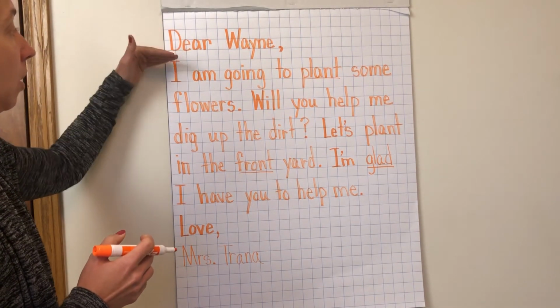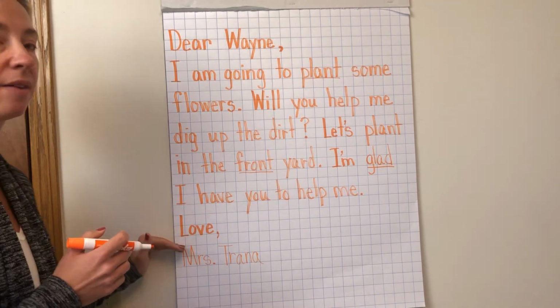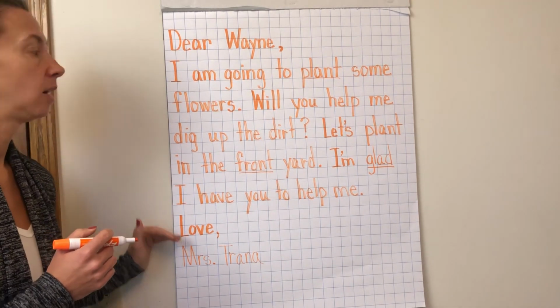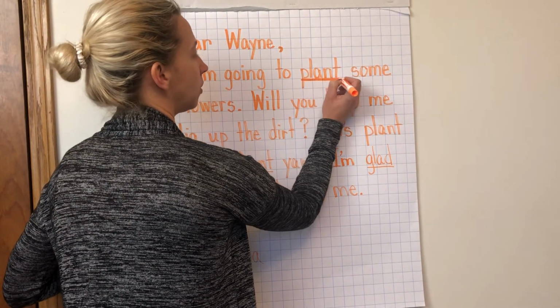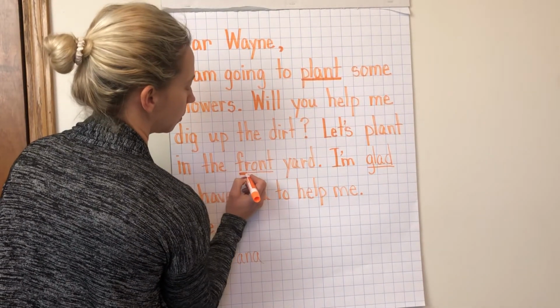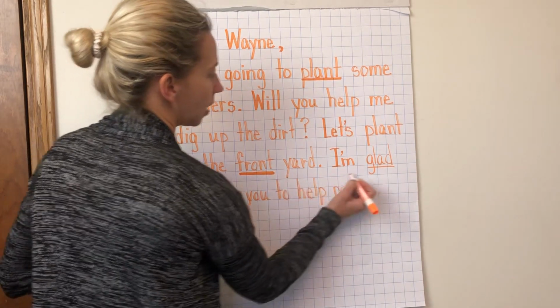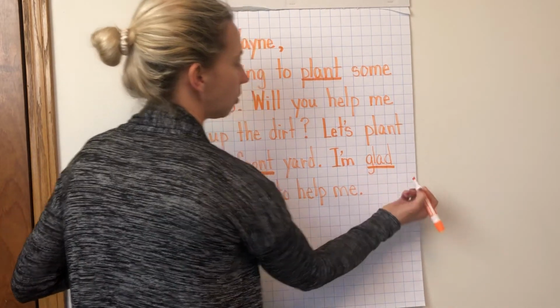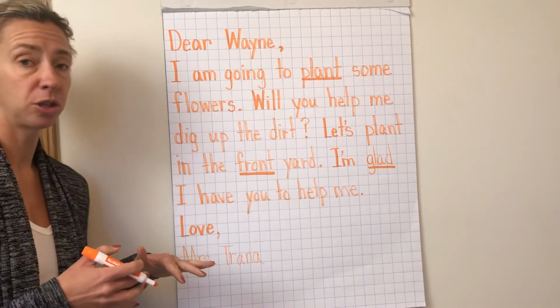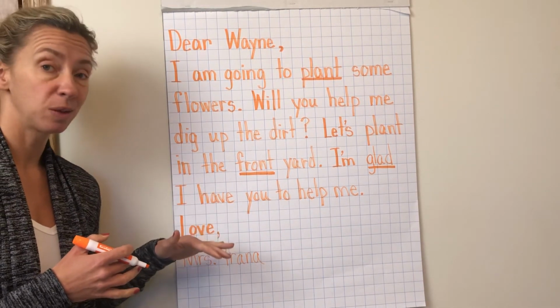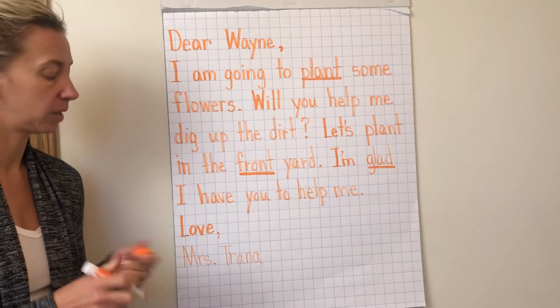We have a greeting, we have a body, and we have a salutation. Hopefully you have underlined any of those spelling words that you were able to use. I used the word plant, front, and glad. Underline those if you use some spelling words. Make sure you have the correct punctuation. Share this with mom and dad. Always share your writing with someone.